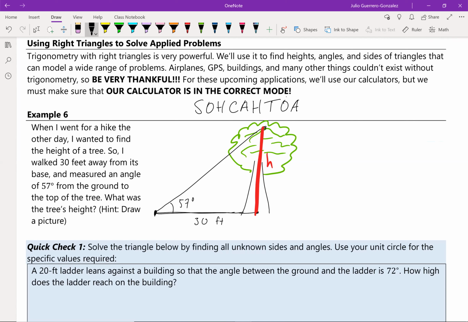I have 30 feet. If we look at SOHCAHTOA, that means I have the opposite. No, I have the adjacent, and I need the opposite. So that means I need tangent. So tangent of 57 degrees is equal to opposite, my h, over my 30 feet. So that implies h is equal to 30 tangent of 57 degrees.